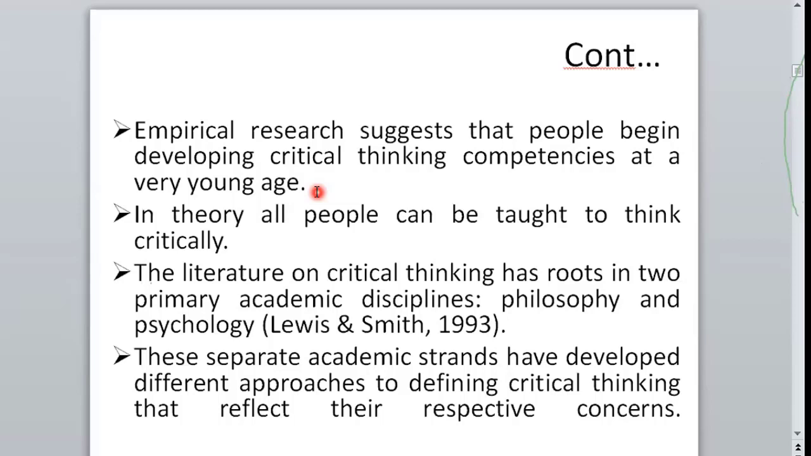The literature on critical thinking is rooted in primary academic disciplines. Of course, it's not limited to the academic disciplines of philosophy and behavioral psychology. There are also other disciplines, such as educational disciplines. But these are the primary academic disciplines which have a lot to say about critical thinking. They study critical thinking. These separate academic disciplines have developed different approaches to define critical thinking, reflecting their respective concerns. The philosophers and the psychologists have their respective concerns. We'll look at those approaches.